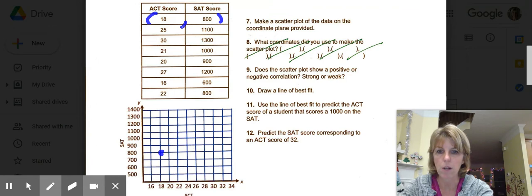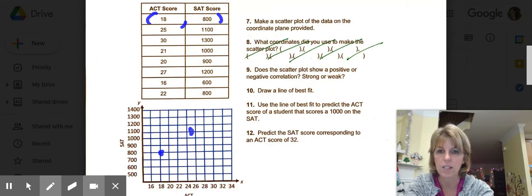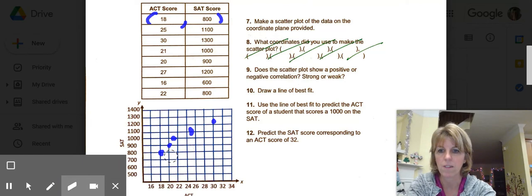So let's just take a minute and plot this data. That's going to go about right there. And number 3, it's going to be 30, 1300. There we go. 21. Go ahead and plot your data, and I'll plot mine. Oh, I put a dot in the wrong spot. There we go. And I was at 27, that's 1200.